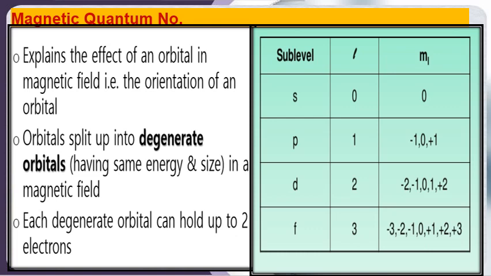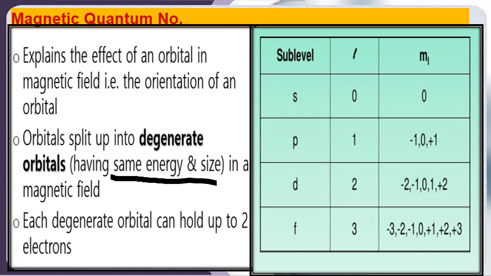Right? Now orbitals split up into degenerate orbitals. Degenerate means the orbitals which have the same energy. This term is important with respect to MCQs. In a magnetic field, each degenerate orbital can hold only up to 2 electrons, as I told you in the previous slide. Here, the values of M and L are correlated. Although it has resolved further, the values of M can be 0, it can be minus, it can be plus.